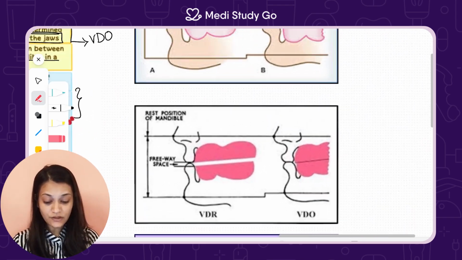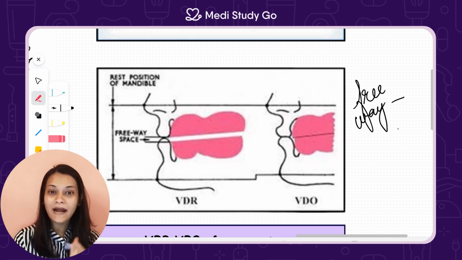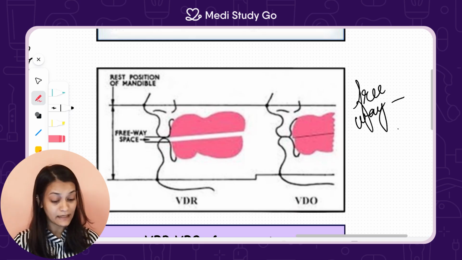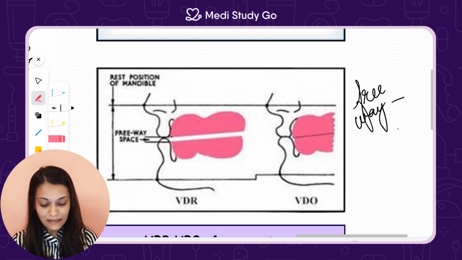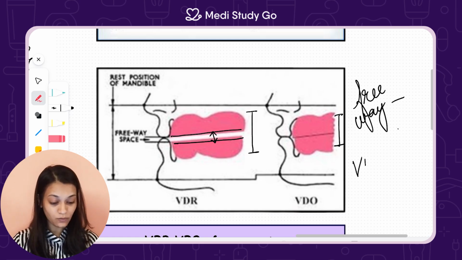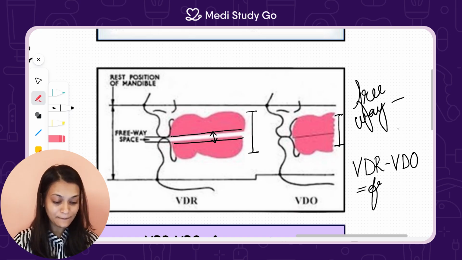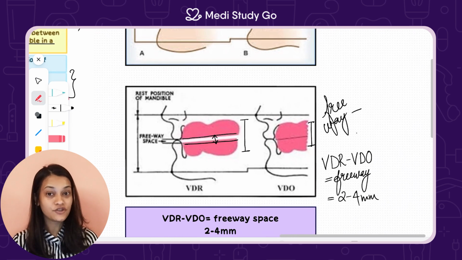Okay. Now let's just look at what is freeway space. Freeway space is asked multiple number of times when you have your practicals, when you have your viva. What is it exactly? So we have already discussed that your teeth don't touch when they are at rest. So gradually this gap is going to be more than when it is going to close. So it is safe to say that vertical dimension at rest minus vertical dimension at occlusion is going to give me my freeway space, which again can be between 2 to 4 mm. So this was about your vertical jaw relation.